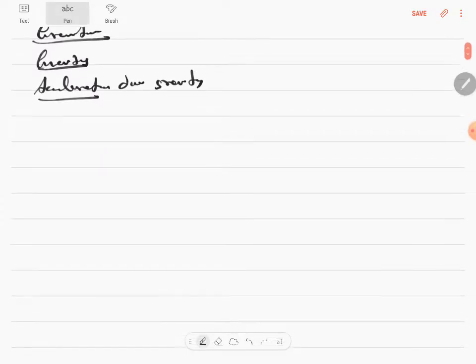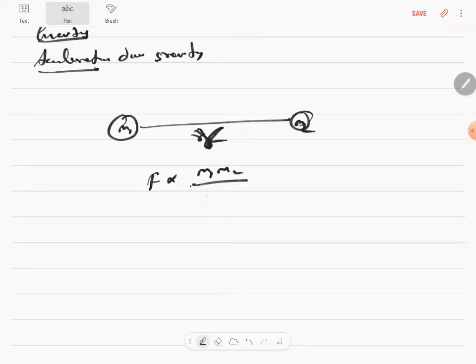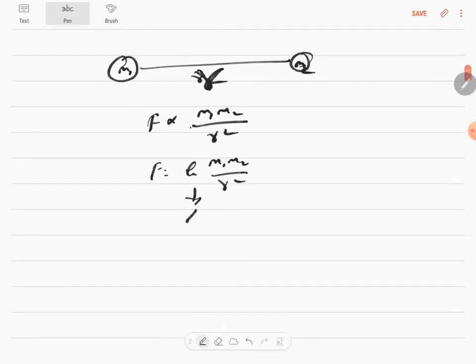Then is Newton's law of gravitation, where you have masses m1 and m2, and the separation between them is r. The force of attraction is directly proportional to the product of masses and inversely proportional to the square of the distance between them. F is equal to G m1 m2 by r square, where G is the gravitational constant, which is 6.67 × 10^-11 Newton meter square per kg square.